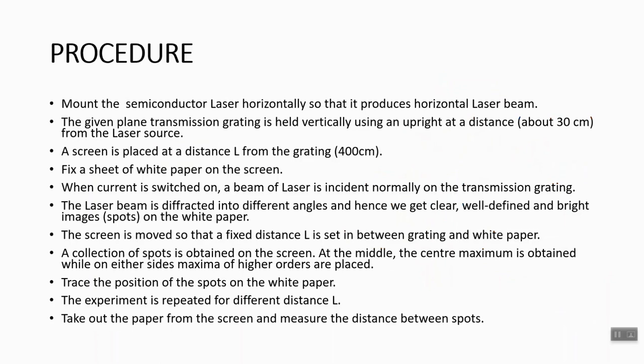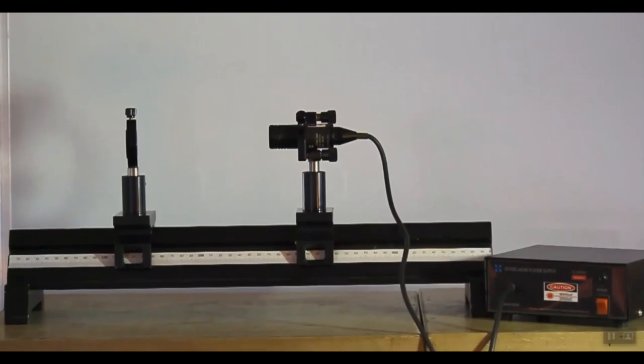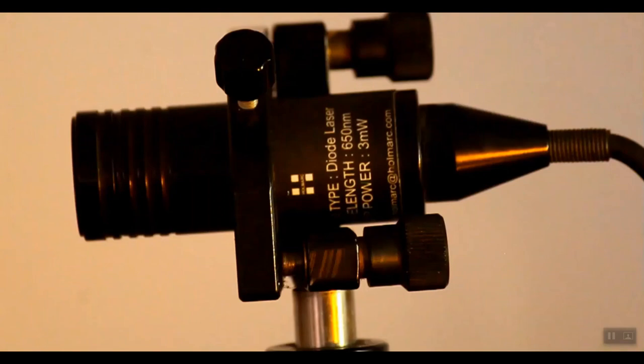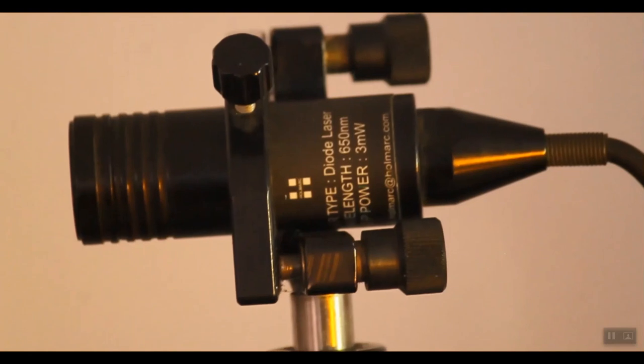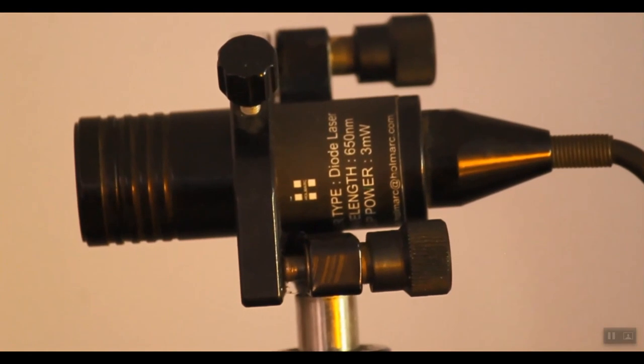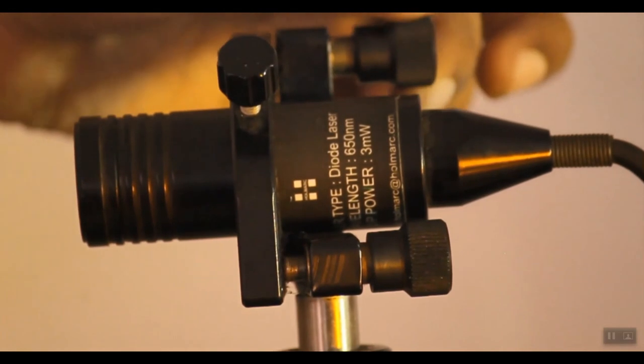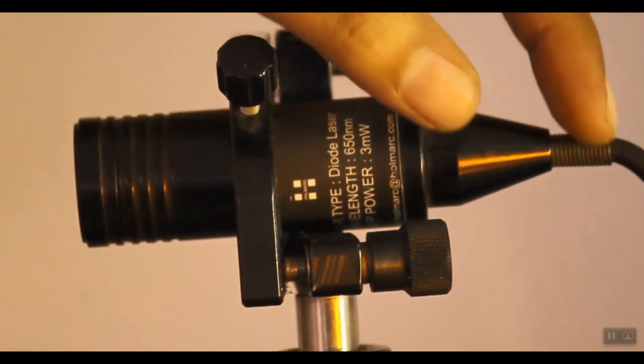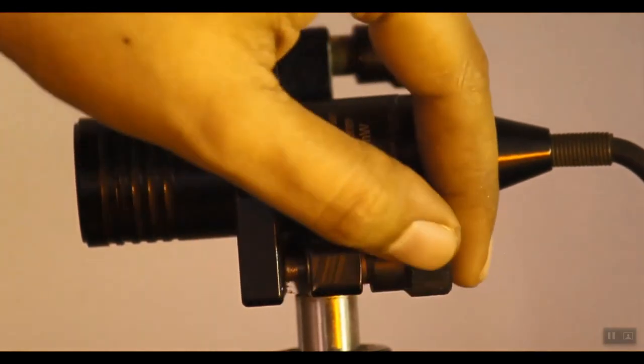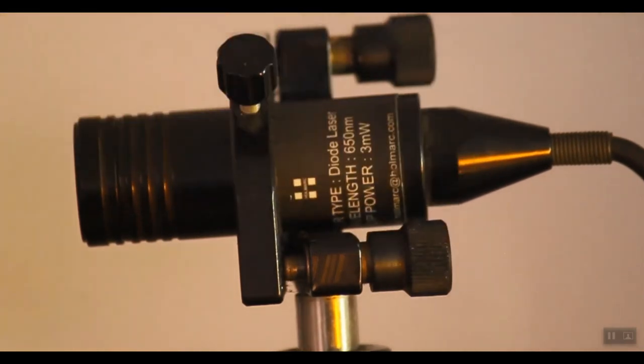Now let me describe the procedure in detail. Mount the semiconductor laser horizontally so that it produces a horizontal laser beam. This is the laser source and it is a diode laser which emits red light. The wavelength of light emitted is 650 nanometers and its power is 3 milliwatt. You can adjust the intensity of the laser beam with the help of these screws.